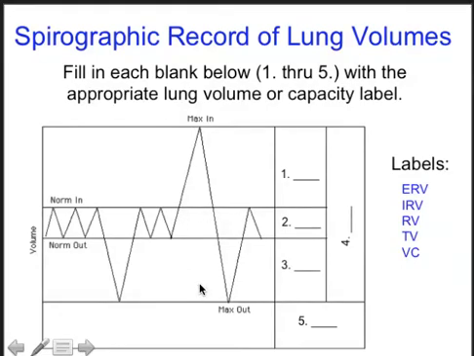We can also make some composite measurements. Your vital capacity is equal to your tidal volume plus your inspiratory reserve plus your expiratory reserve, and so it represents the peak from here all the way down to here. Your total lung capacity includes your vital capacity plus your residual volume.